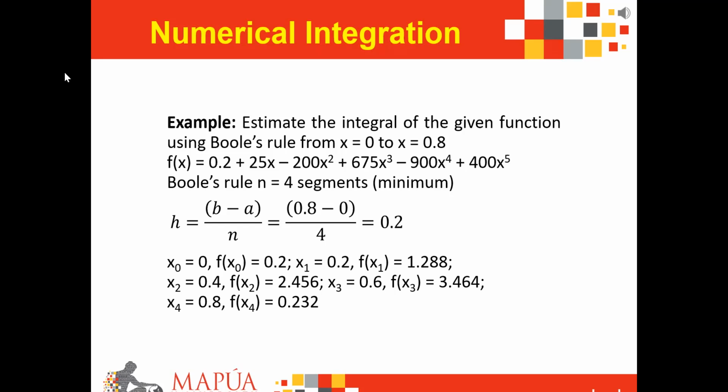Substituting these important values of x onto your given function gives us an f(x0) equal to 0.2, an f(x1) equal to 1.288, an f(x2) equal to 2.456, an f(x3) equal to 3.464, and an f(x4) equal to 0.232.